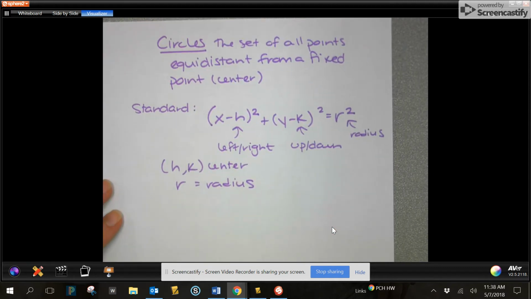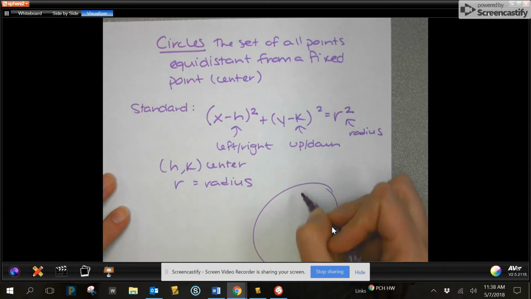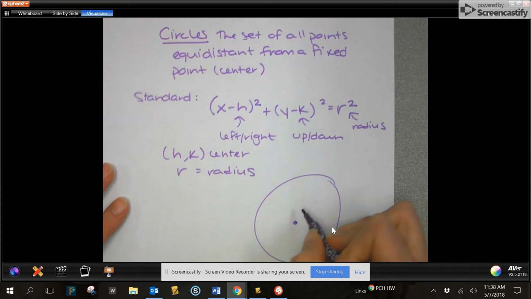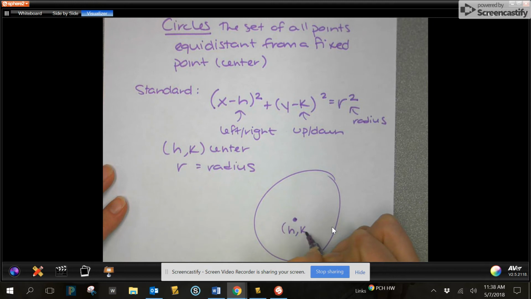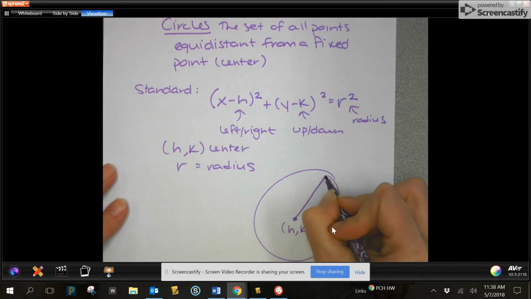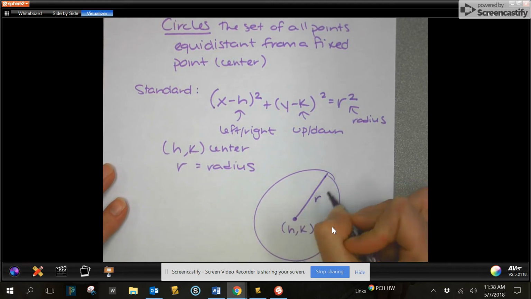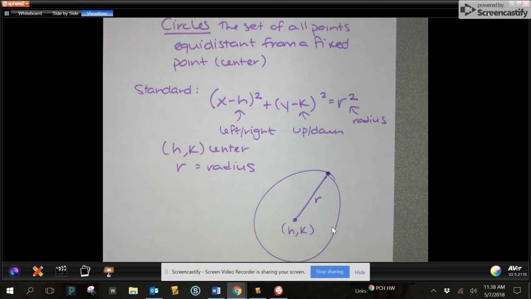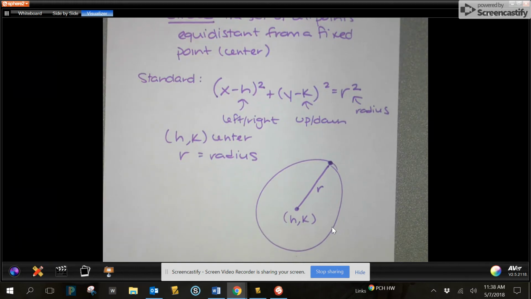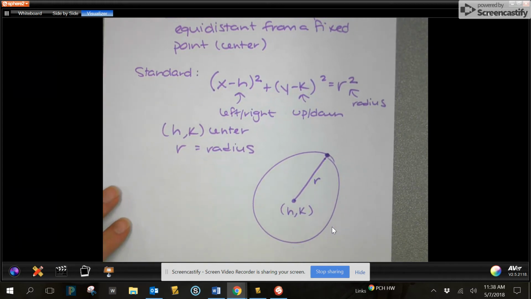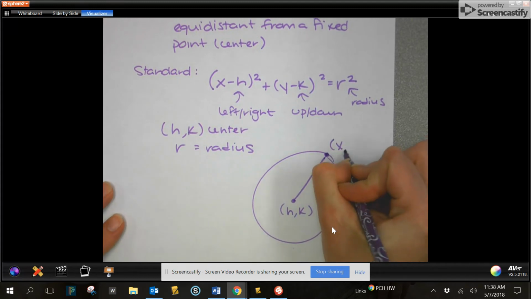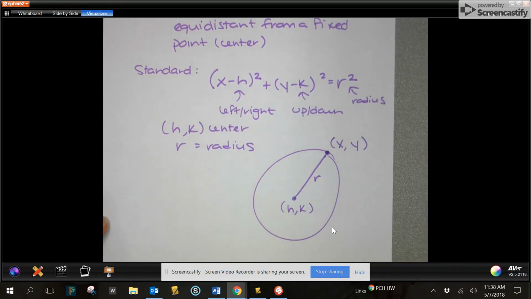So a picture that we can draw that goes along with this is there's the center, which is (h, k), and then the radius is that equidistant part of the definition, that it doesn't matter where you draw the radius, that it should have all the same distances. So it's that collection of points. So this point right here, (x, y), will be on the circle.